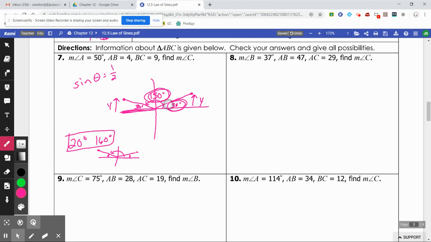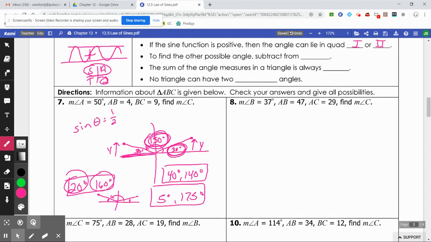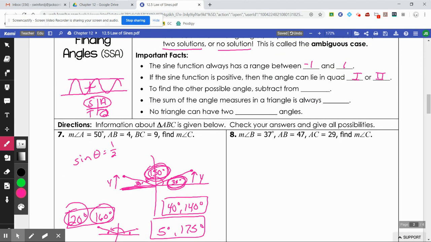Notice this was 30 and 150 had the same sine, 20 and 160 has the same sine, and you can check me on this. 5 degrees and 175 degrees have the same sine. 40 degrees and 140 degrees has the same sine values. These angle pairs, if you haven't noticed yet, are supplementary. So that's one good thing. That's a shortcut that we can use. So to find the other possible angle, subtract from 180 degrees. That's going to give you the second angle, the second possible answer there.